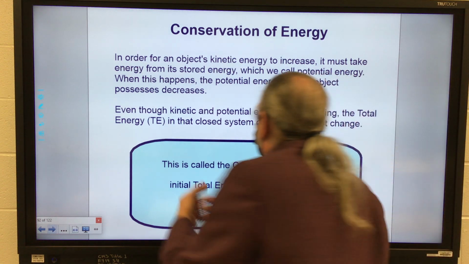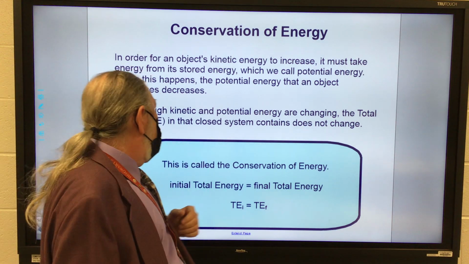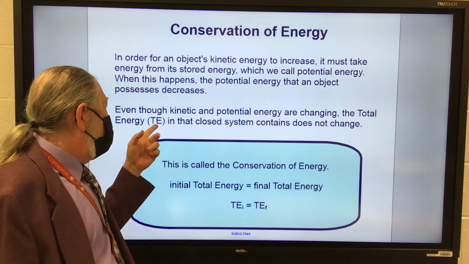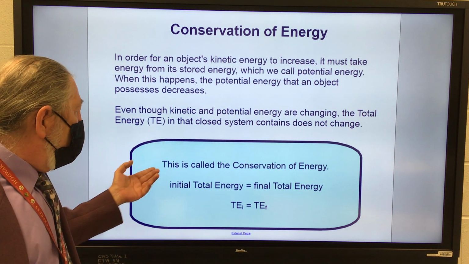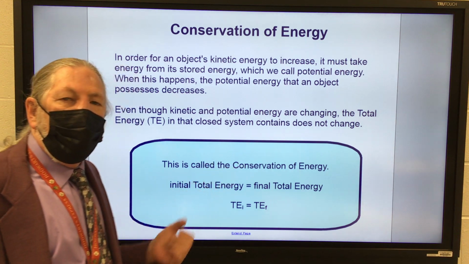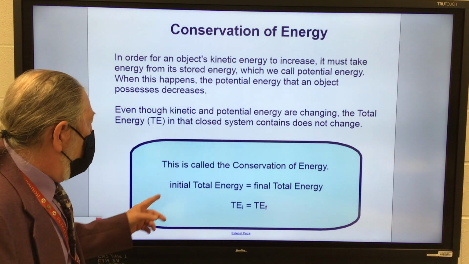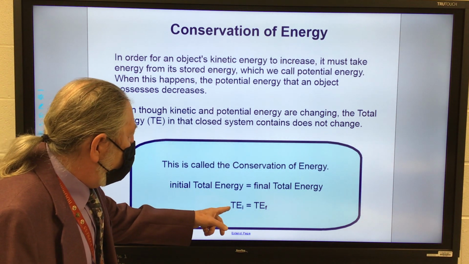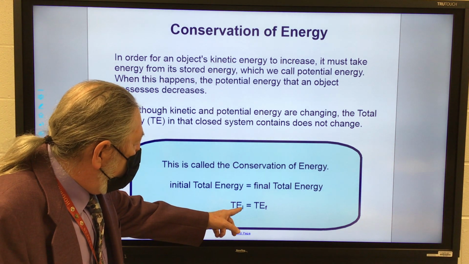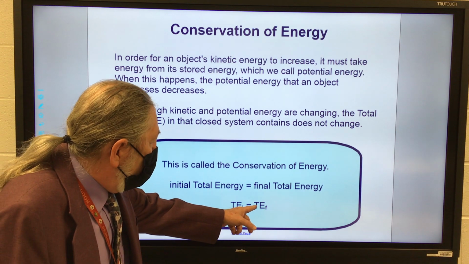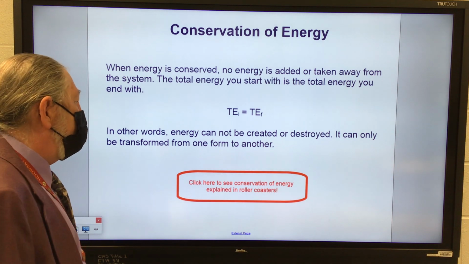Because even though the kinetic and potential energy are changing, the total energy in that closed system, or the TE, as we call it, does not change. That's called the law of conservation of energy, because that's one of those laws of physics, okay? So you have initial total energy, which is represented in a math problem as capital T, capital E, and then a little i, equals total energy final, okay? Okay, let's move on here.